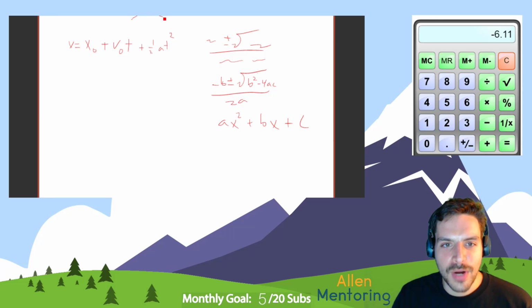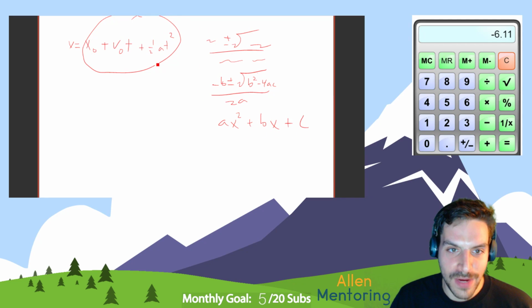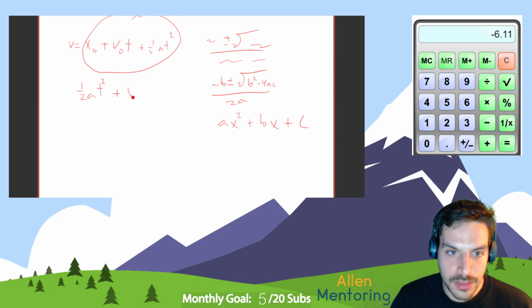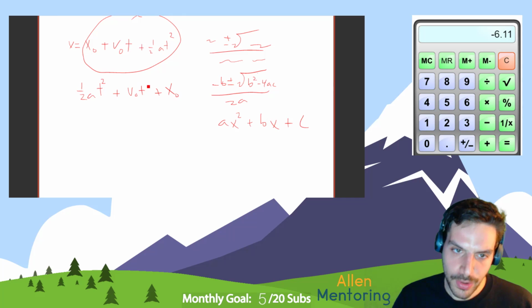So can we write this in standard form? Well, I see we have a squared here and we have a t here. So actually what they want you to see here is that t is kind of like x in this case. All right, so if I rewrite this, I have 1/2 a t squared plus v naught t plus x naught, however you want to call it.